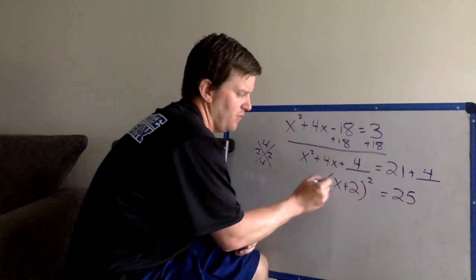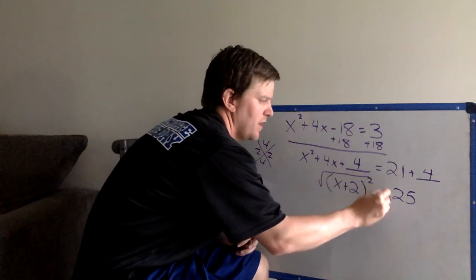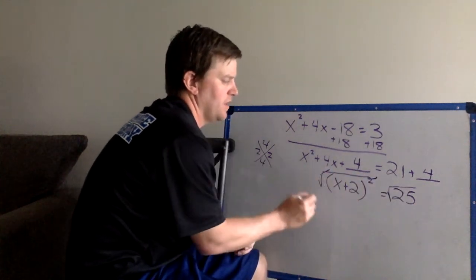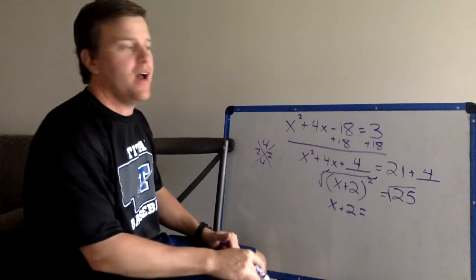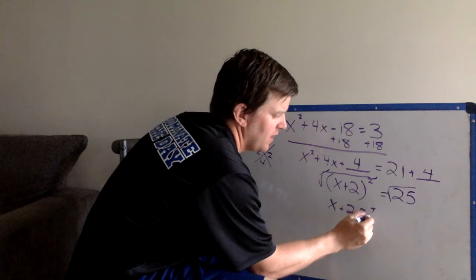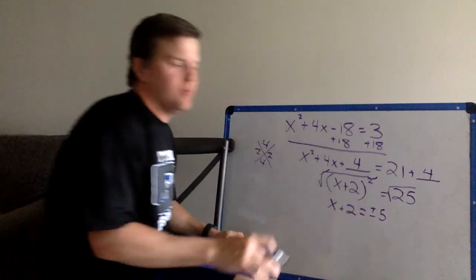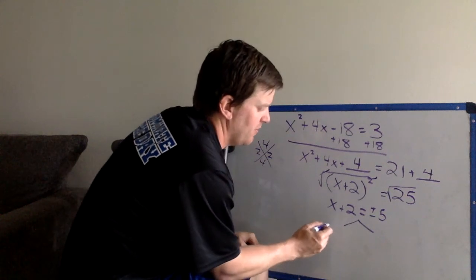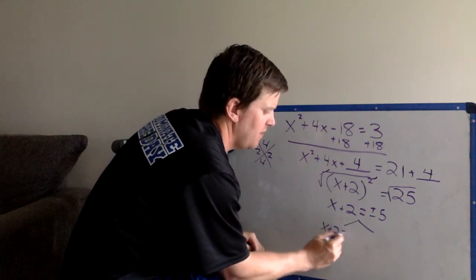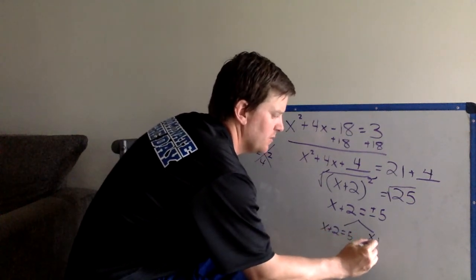Now we need to solve for x. Let's square root both sides. Those cancel. x plus 2 equals square root of 25. It's a positive and a negative 5. Don't forget the plus and minus because we have 2 answers. Split it. So we have x plus 2 equals positive 5. x plus 2 equals negative 5.